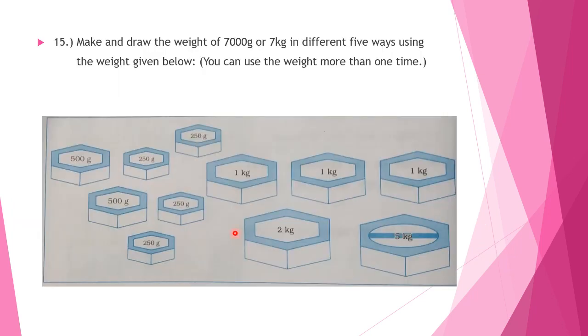Question number 15. Make and draw the weight of 7000 gram or 7 kg in different 5 ways using the weights given below. You can use the weight more than 1 time. So, here they have given 500 gram 2 weights, 250 gram 4 weights, 1 kg 3 weights, and 2 kg 1 and 5 kg 1. So you can use these weights more than one time, and you have to draw the weight of either 7000 gram or 7 kg. It's clear?